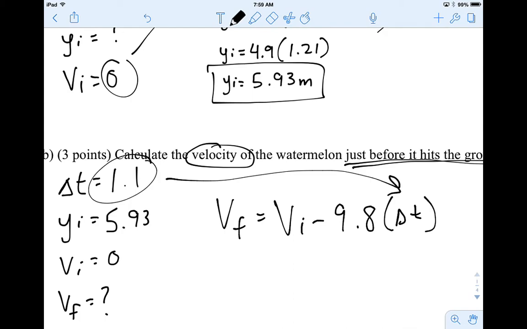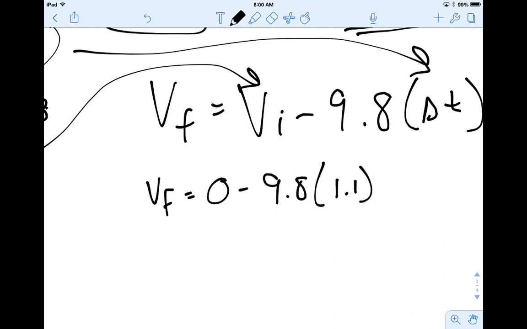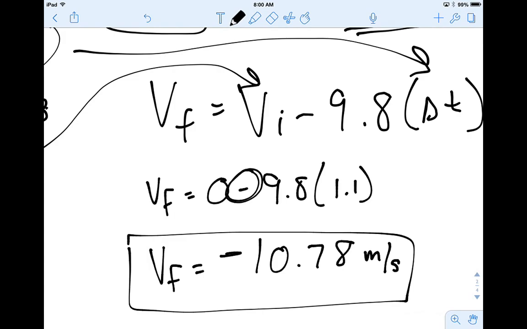Okay, and now I can just plug in. 1.1 is going to go there. 0 is going to go there. I don't need yi for this, so I can ignore it. So I'm going to end up with vf equals 0 minus 9.8 times 1.1. So let me do 9.8 times 1.1, and I get 10.78. So vf equals negative 10.78. Don't forget the negative. Write it on your card. Make a note. Don't forget the negative. All right, and that is meters per second. There we go. Now go on and try the next part on your own.